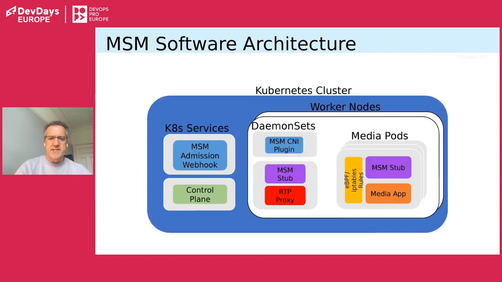So let's look quickly at our software architecture. We have a Kubernetes cluster here. We have a bunch of different services that we run, so we'll come on to what those do. Then we have some daemon sets that we run on each worker node in the cluster. And then the media pods themselves have some things that we run. Let's go into each of those components now quickly.